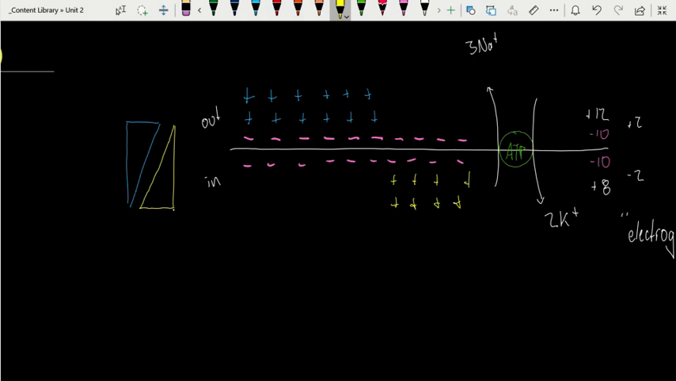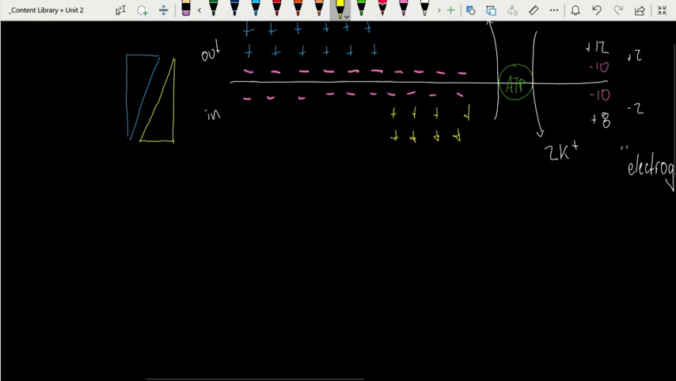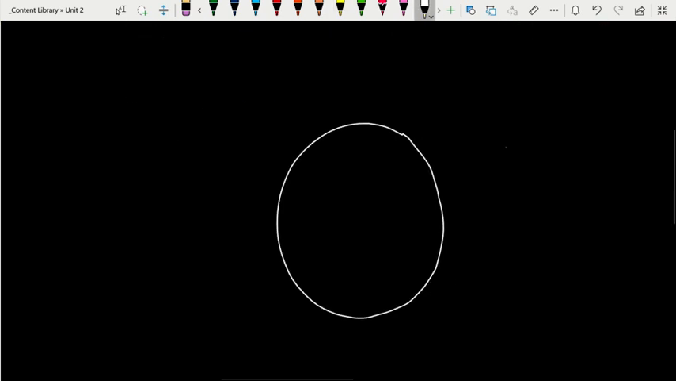With that in mind, let's zoom out a little bit and see what this might look like inside a cell. There's my cell. If we review, we have our sodium-potassium pump. This is an ATP pump, and it's pumping 3 sodium out, and 2 potassium in.